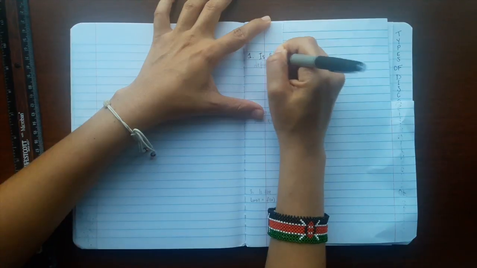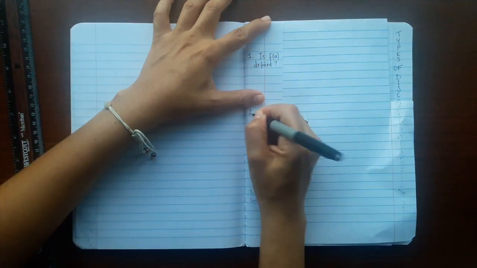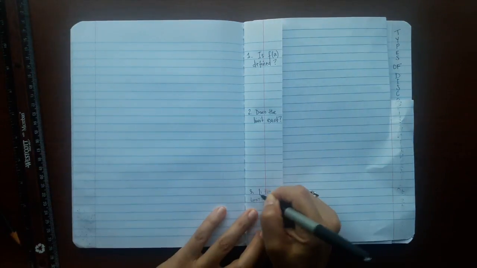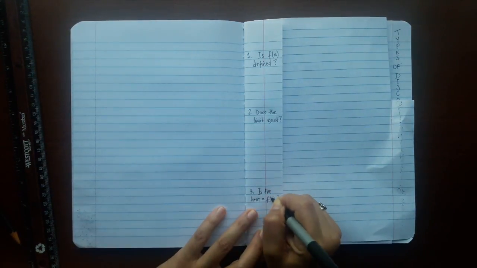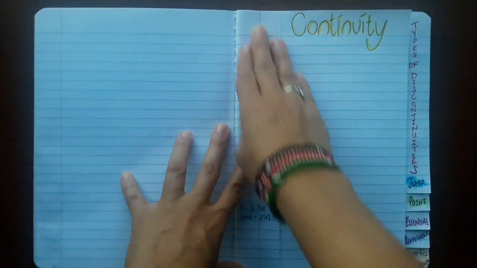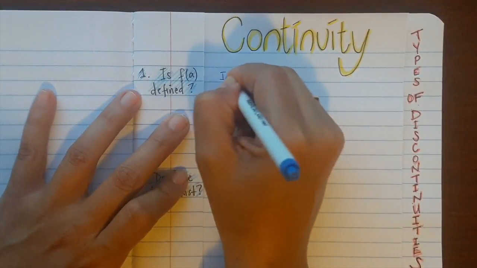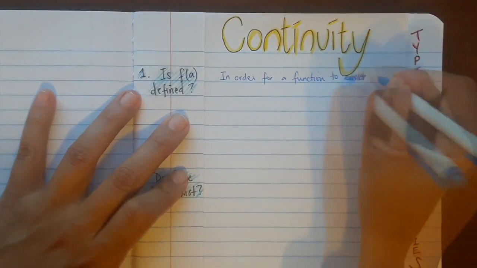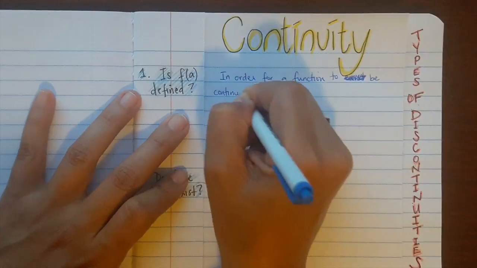When you're talking about continuity, there are 3 questions you need to ask. Number 1, is f of a defined? Number 2, does the limit exist? And number 3, is the limit equal to f of a? Just going to flip through the pages to make sure that you've labeled them correctly. So let's talk about continuity. In order for a function to be continuous, it must satisfy all 3 questions.